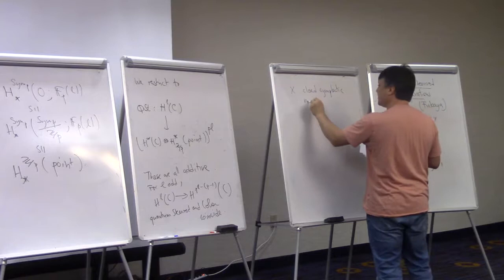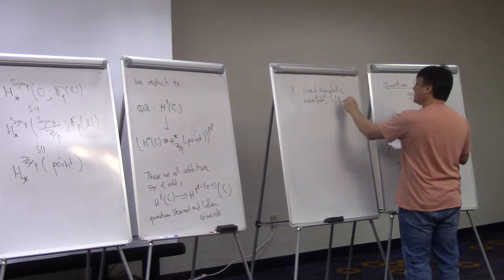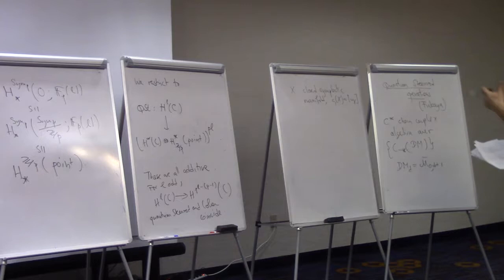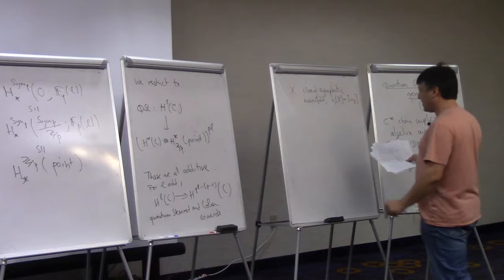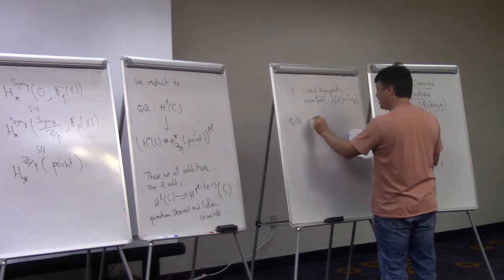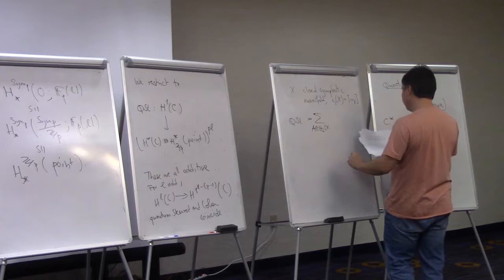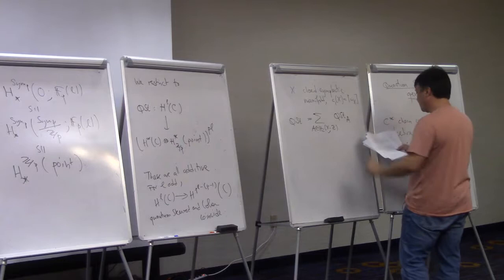So the first Chern class is assumed as a final condition, okay? And so I will apply this construction of quantum Steenrod operations to Gromov-Witten theory. So the outcome is that you have a quantum Steenrod operation here, which is a sum, obviously, of contributions over classes of holomorphic spheres here, okay?